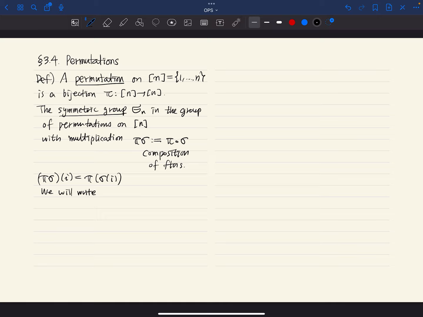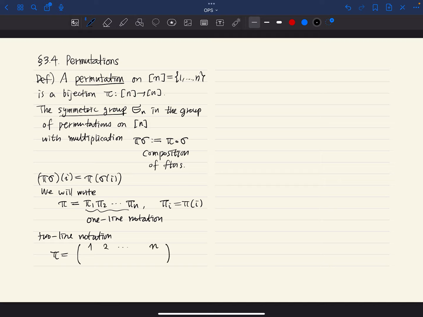All right, there are several notations that we can use to represent a permutation. We will write π as a word like this: π_1, π_2, ..., π_n, where π_i is the image of i under π. This is called one-line notation for a permutation π, and there's also a two-line notation. Two-line notation means we write π as an array. In the first row we have the n numbers 1 up to n in this order, and below we write the image of 1, image of 2, etc. So these all mean the same thing.